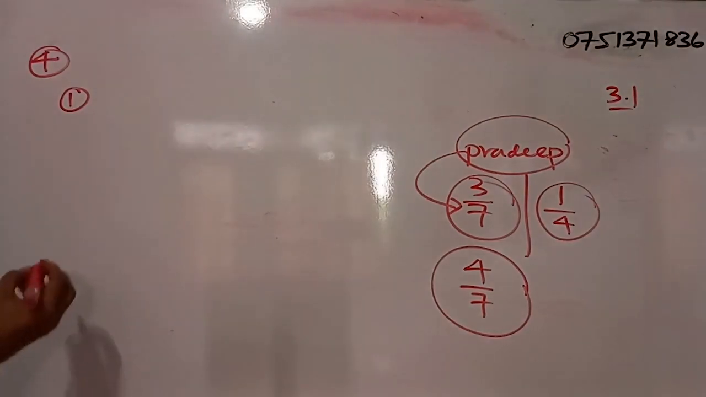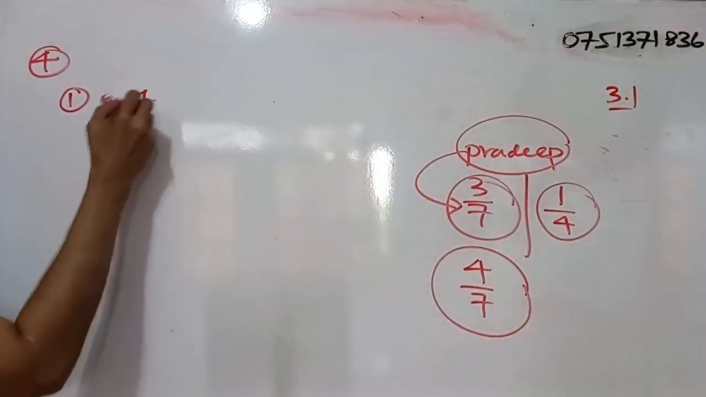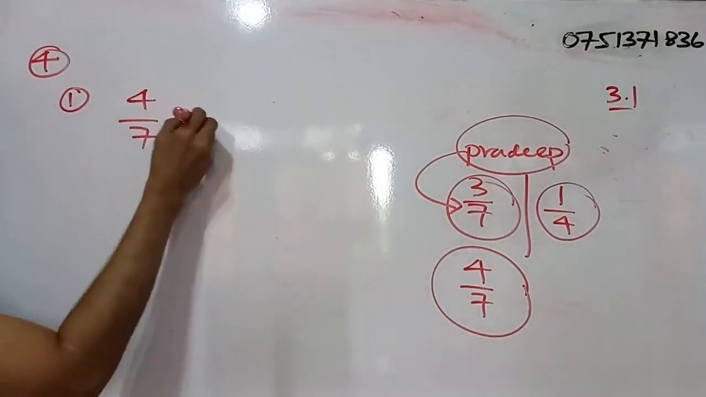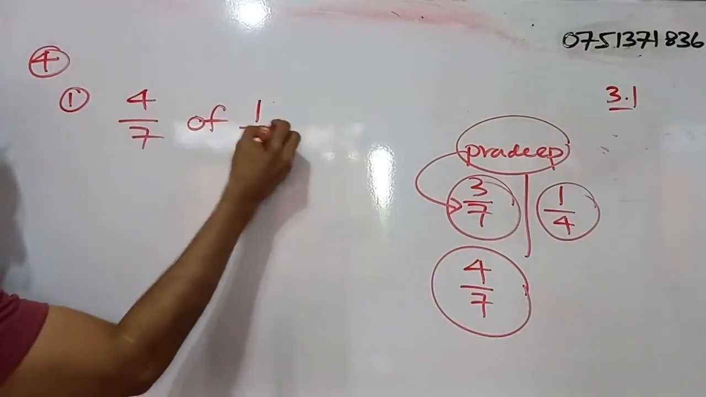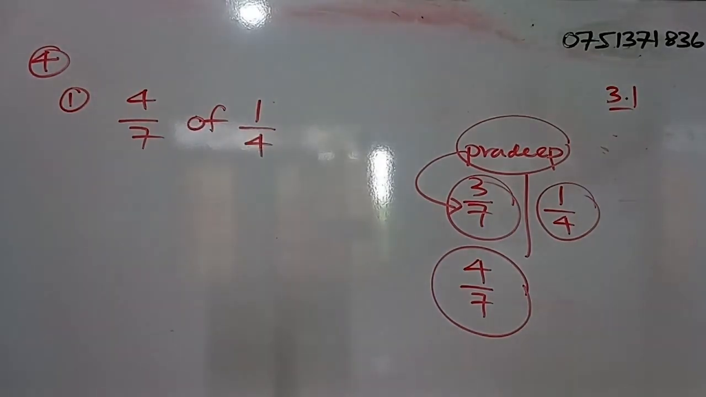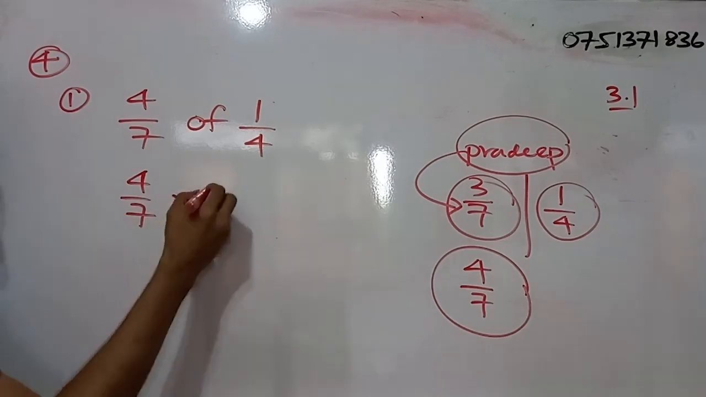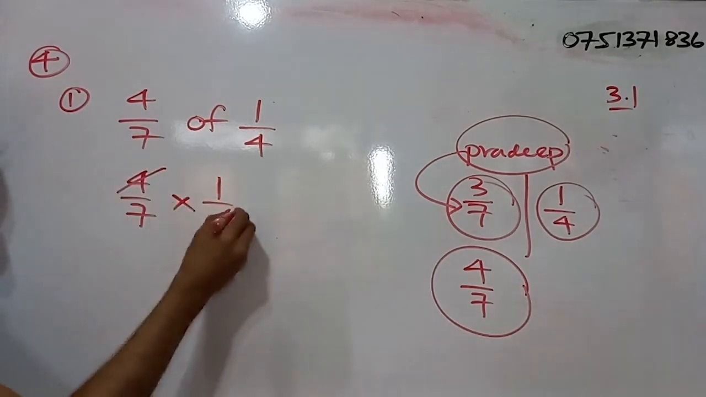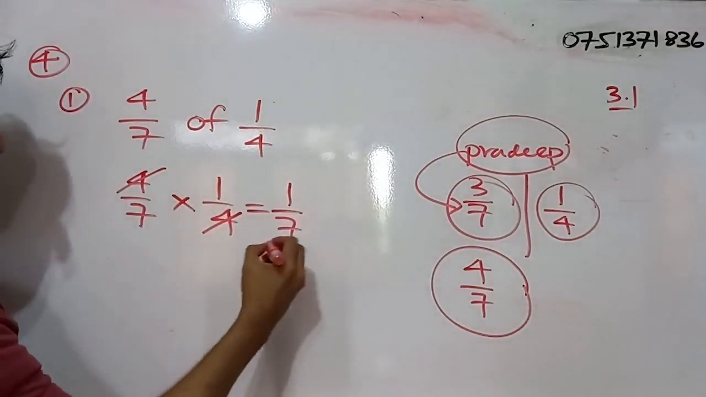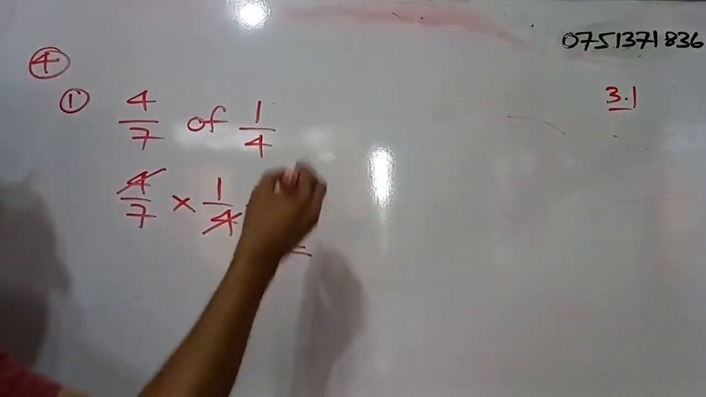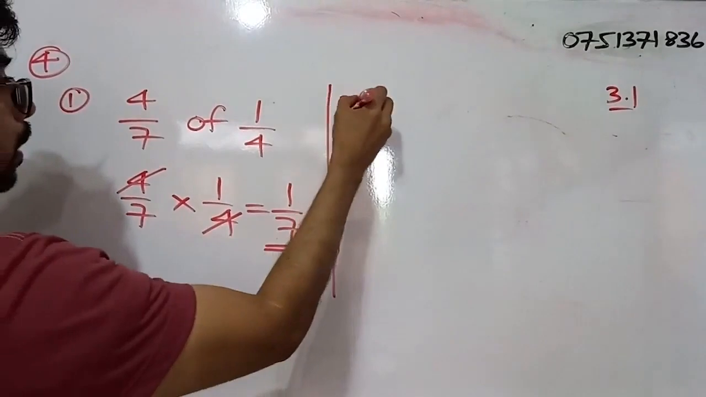Right? So how do we find the answer? From 4 by 7, from this amount of fraction, he buys another quarter. Right? So 4 by 7, we replace this "of" by the multiplication symbol. So we can cancel out this 4. So 1 by 7. So that is the answer. Okay, part 2. Show that Pradeep now owns more than half of the plot of the land. So I will come to this side. So this is part 2.